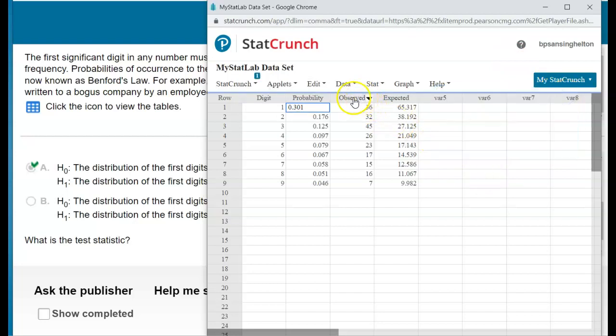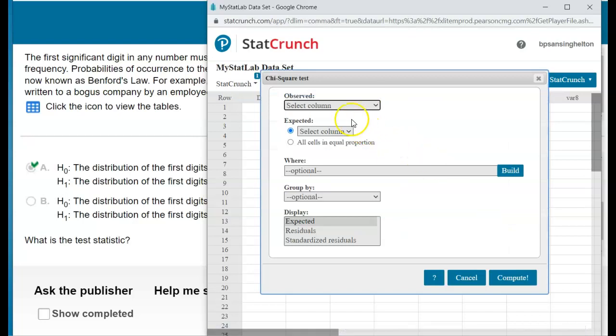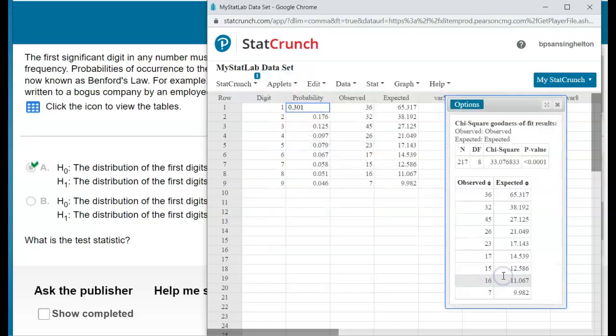So now that I have my observed counts and my expected counts, I can do my goodness of fit test. And so that's a chi-squared test. And in StatCrunch, we do Stat, and then we do Goodness of fit, a chi-squared test. Our observed is in our observed. Our expected, remember these are counts, so that's expected. And then I just hit compute. So here is our chi-squared value, and here is our p-value.